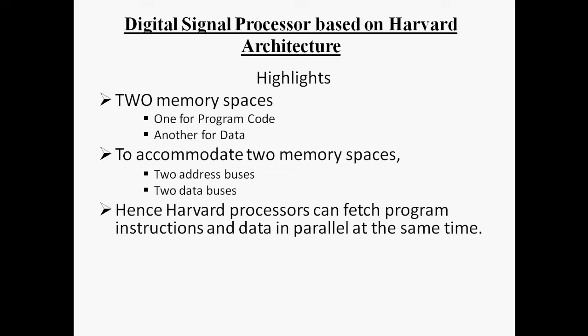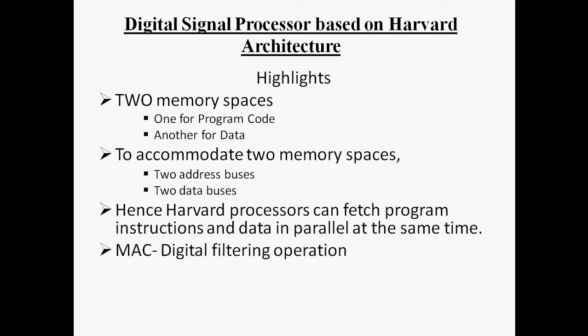Hence, Harvard processors can fetch program instructions and data in parallel at the same time. So this is very important. While it is executing the current instruction, it can fetch the data for the next instruction. So that is very important, and these two operations can happen in parallel.